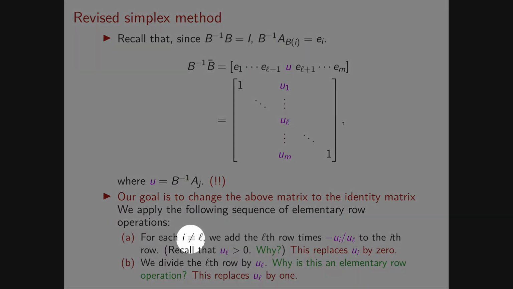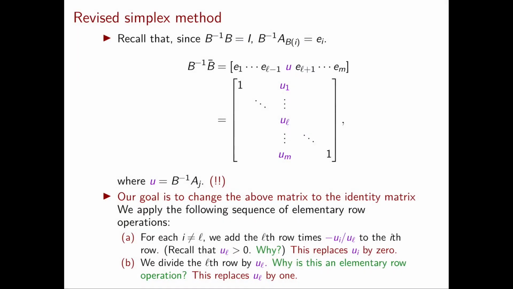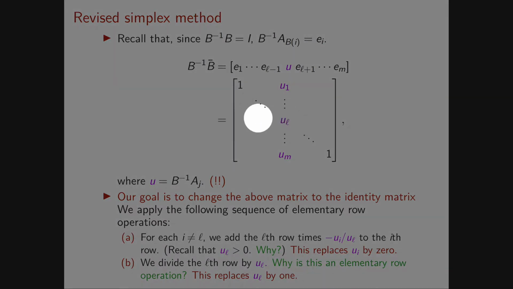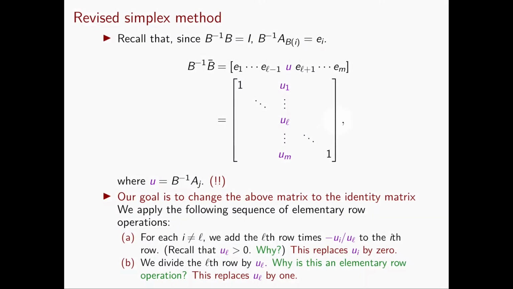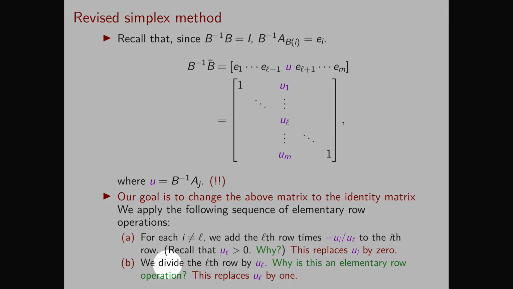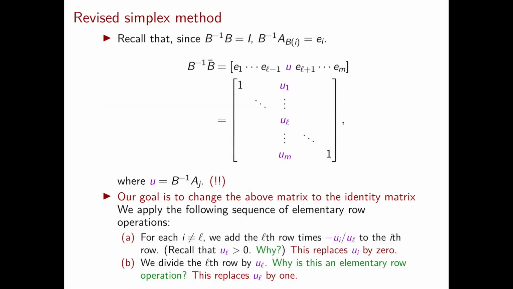Similarly, for every row i different from L, we add the lth row times minus ui over ul to the ith row. And this has the effect of replacing ui by 0. After all these elementary row operations, we still have to deal with the row L. And everything we need to do is to divide the row by ul, so that the entry ul becomes 1. Note that we never talked about elementary row operations where you divide a row by a number. You should check that this is also an elementary row operation.